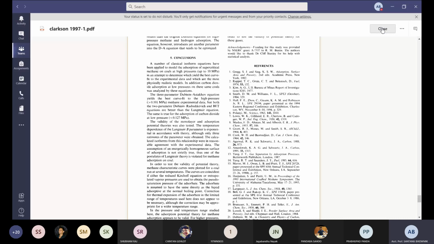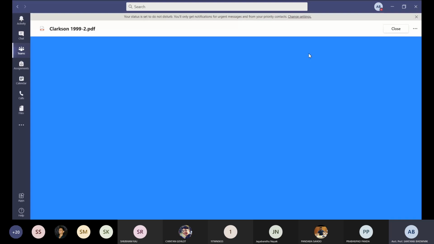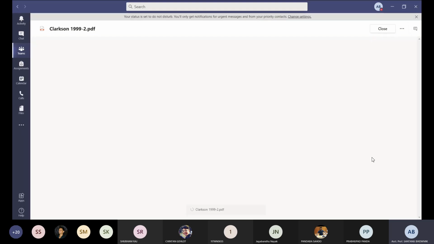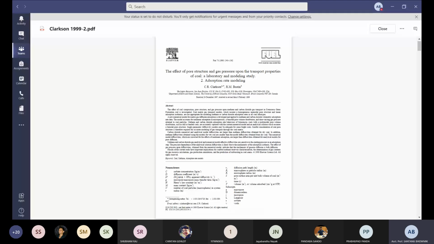So let us go to the next paper. Next is Clarkson 99.2. Again, for this particular case, you don't need to have a very good idea about what theory they are going to discuss. I am showing you this just to give you some idea about the research system.